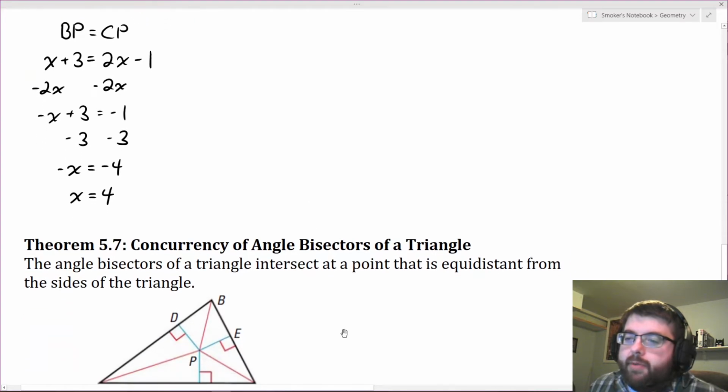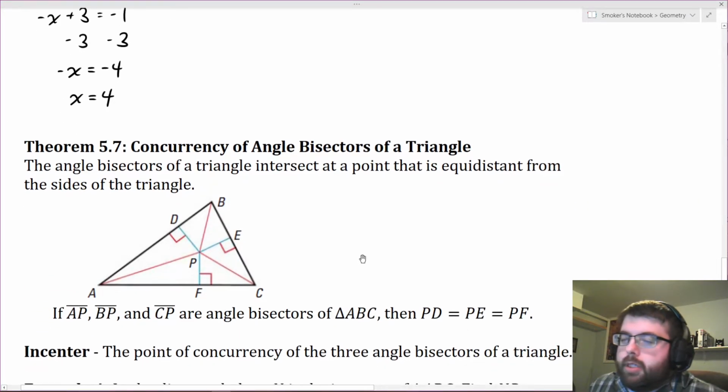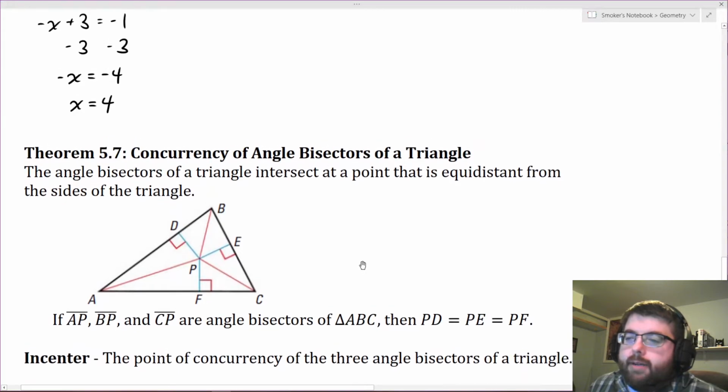One more thing here, and we'll be done with this video. Going back to triangles, a couple more definitions. Congruency of angle bisectors in a triangle: the angle bisectors of a triangle intersect at a point that is equidistant from the sides of the triangle.